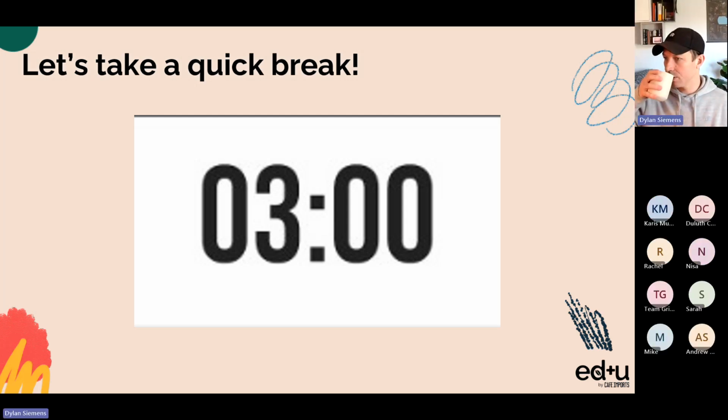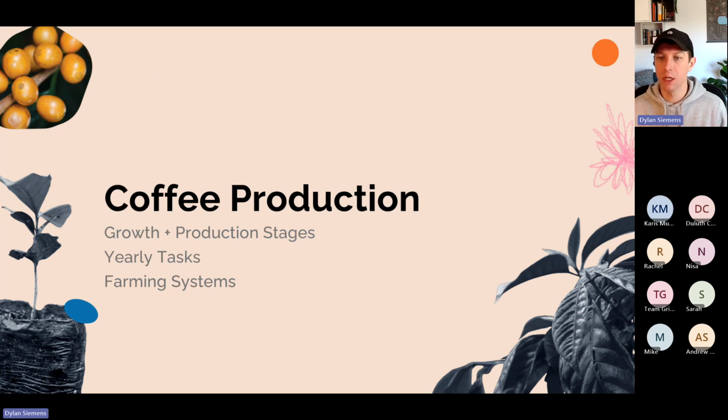Alright, let's get into the rest of this class here. Coffee production. So we're going to follow a couple trains of thought here. We're going to look at the life cycle of the plant and then the corresponding stages of production that go with those life cycles. So we're going to basically look at planting a seed up to the first harvest. Then coffee produces fruit every year from there on. So then we're going to look at the tasks that are done every year for the entire crop.